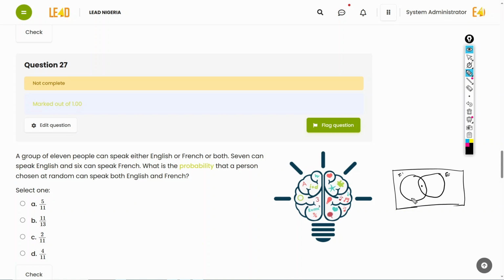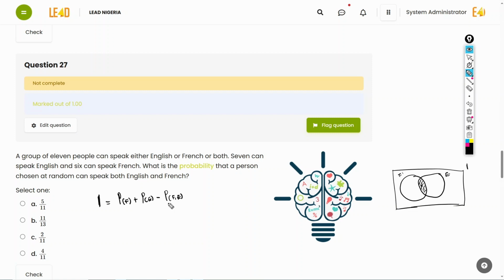So the idea is that the total probability will be 1, all right? And you notice that this guy here is in both of them. So that means that the way you set this up is you would say 1, the total probability, will be equal to probability of French plus probability of English minus probability of what? Both French and English.